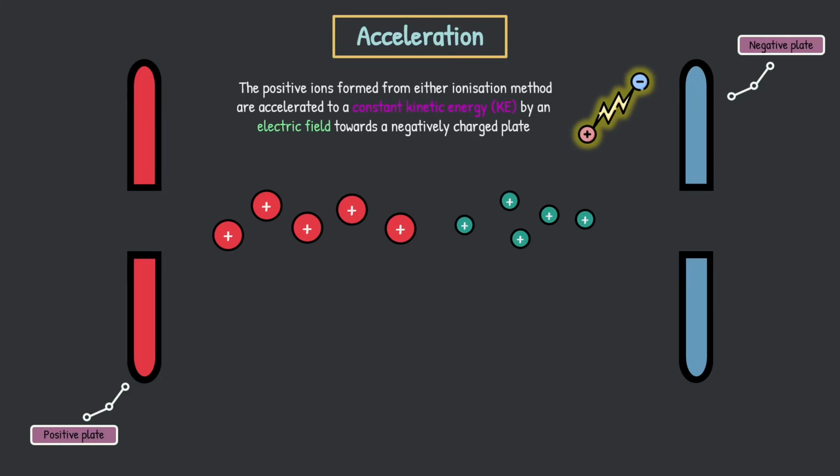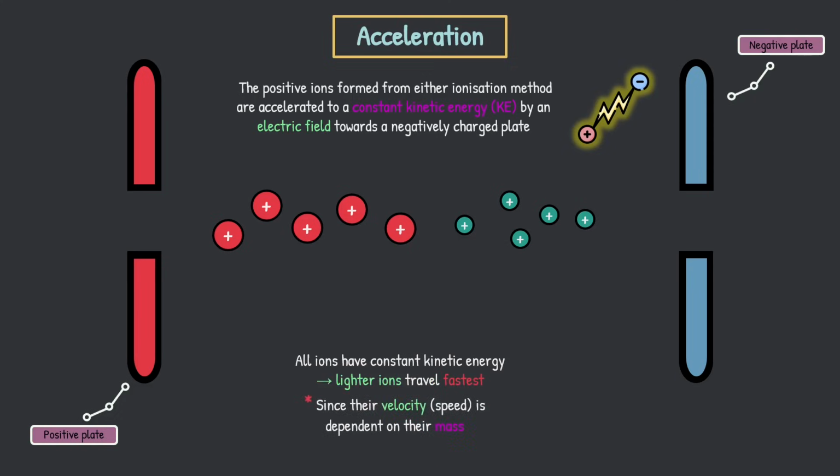Now, I mentioned that all ions have constant kinetic energy. This is really important. So maybe some of you noticed that the green, smaller positive ions traveled faster towards the negative plate than the slightly larger positive red ions. And this is because lighter ions will travel fastest, since their velocity, or their speed, but try and remember the word velocity, is dependent on their mass. So lighter molecules will travel faster and will pass through the negative plate sooner, whereas the heavier or higher mass molecules, particles, whatever you want to refer to them as, will travel slower and travel through the negative plate more slowly. Really important you remember this. They will potentially ask you questions on this.